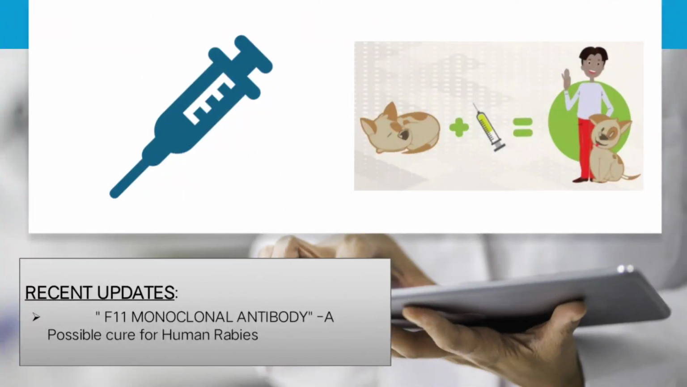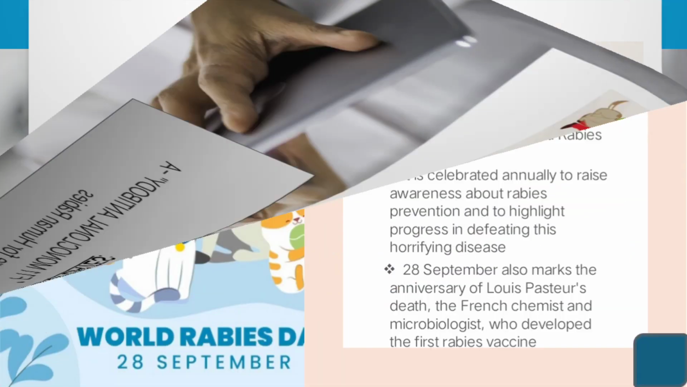Next, what is the recent update regarding rabies? When the symptoms occur in a human, it is hard to cure rabies. But scientists have now come up with a solution: the F11 monoclonal antibody was discovered, and this could be a successful cure for rabies.